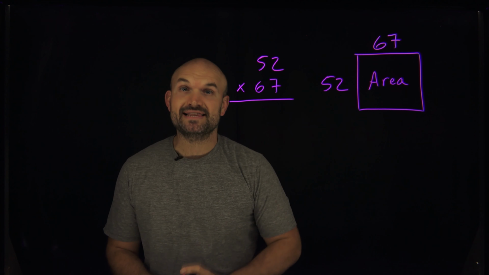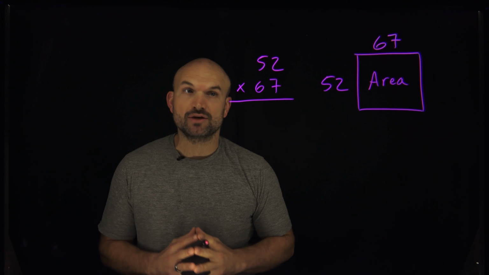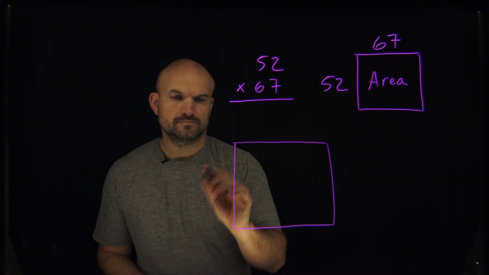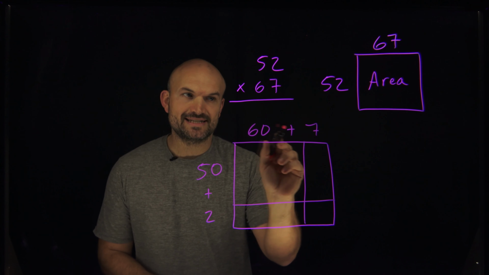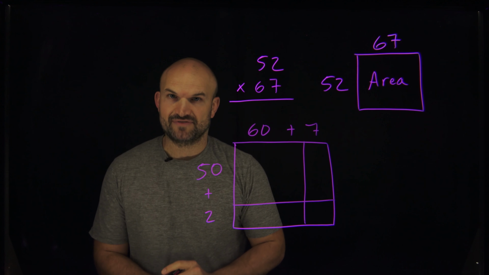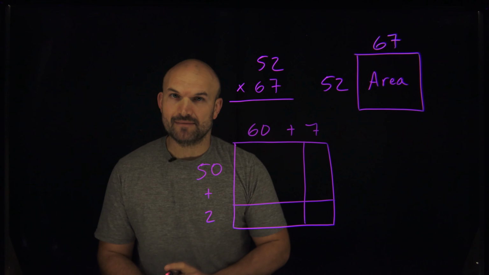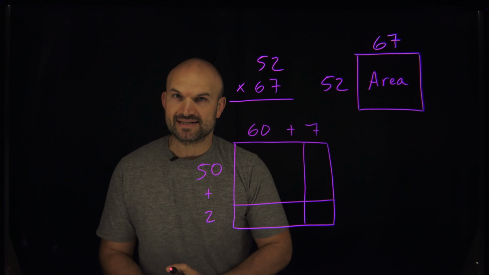So what's important about this, if I think about this solution as a rectangle, I can actually break it up into smaller rectangles. See, I think you'd agree that 60 plus 7 is the same thing as 67. 50 plus 2 is the same thing as 52. Right? If we were to think about these numbers as the sides of a rectangle, we can actually break up our larger rectangle into 4 different smaller rectangles.